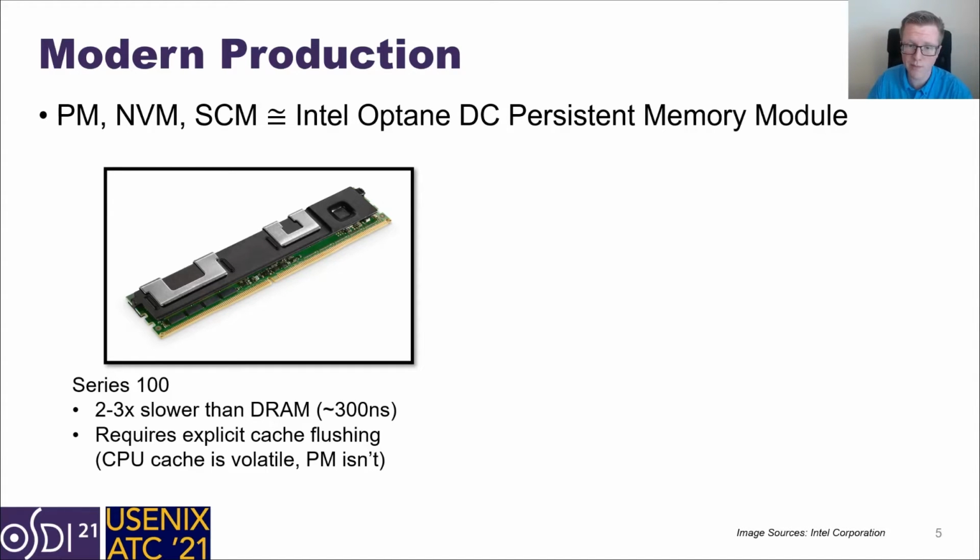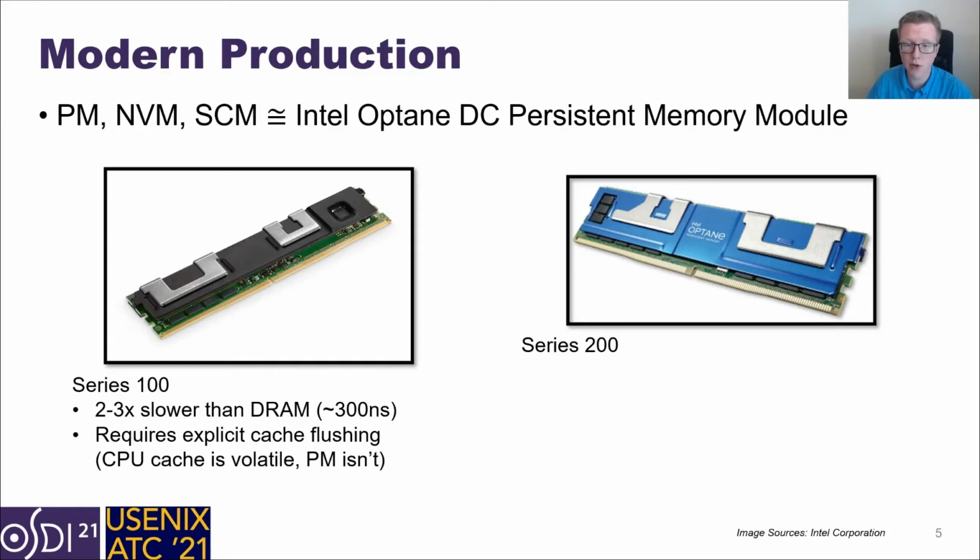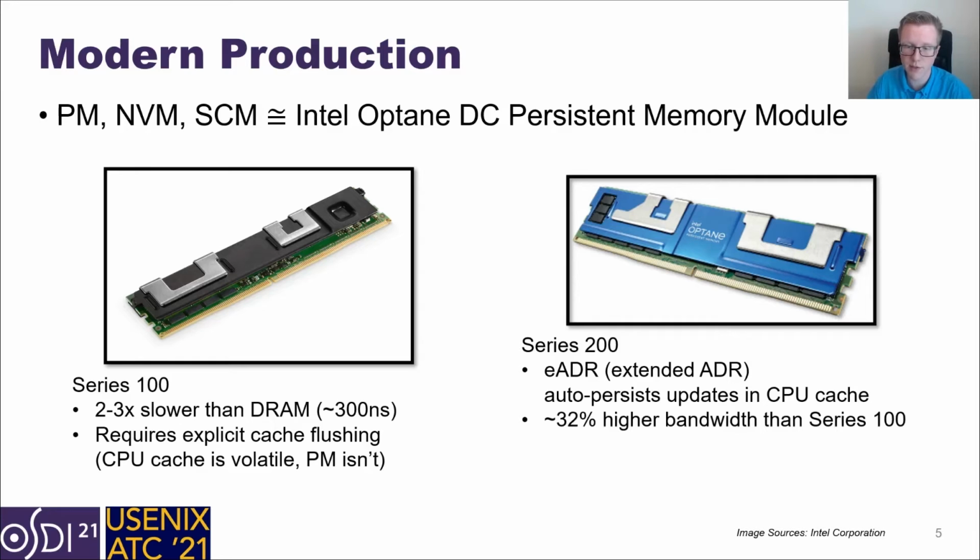In 2020, Intel then released the Series 200 Optane memory. This memory, when used in conjunction with third-generation Xeon processors, provides a new feature called Extended Asynchronous DRAM Refresh, or EADR. EADR is aware of persistent updates in the CPU cache and includes the entire cache hierarchy in its power failure protection domain, simplifying the task of low-level persistent memory programming. In addition, the new series of Optane memory offers around 32% higher bandwidth than the Series 100 memory.